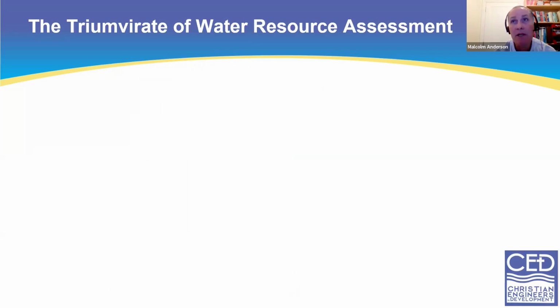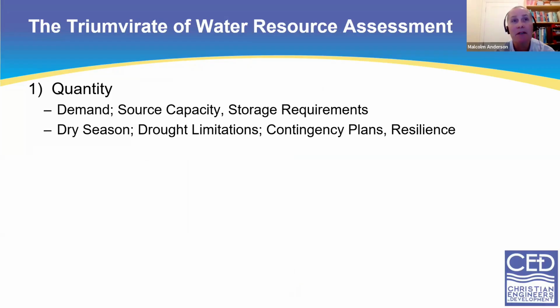And again, this will be familiar to all engineers. The triumvirate of water resources assessment pretty much applies in all water supply programs. So quantity. Here we're trying to focus on the demand, the capacity of each source, the storage requirements to match the demand against the source capacities during the day and over the months. And then looking at the resilience components, which includes the dry season, drought limitations, and the contingency plans you need to supply that quantity in those circumstances.